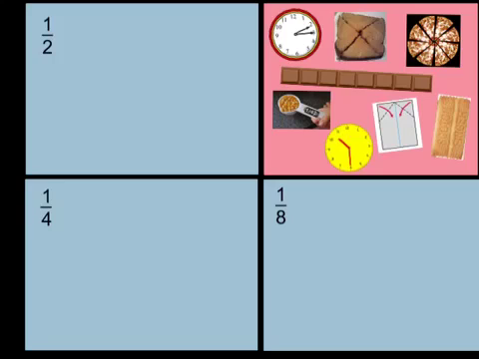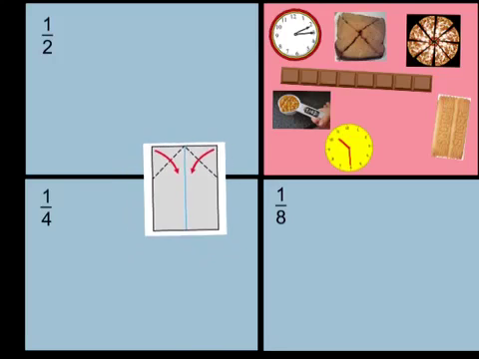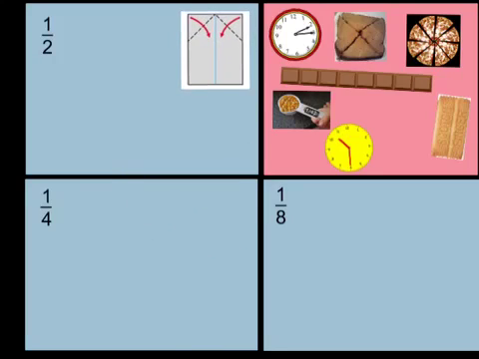Okay, let's have a look. We'll start with the paper that we folded to make a paper aeroplane. Have a look at how many equal parts there are. That gives you a clue. Where do you think this one belongs? It belongs in the half box because we folded it into halves.